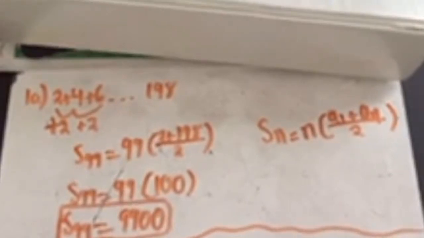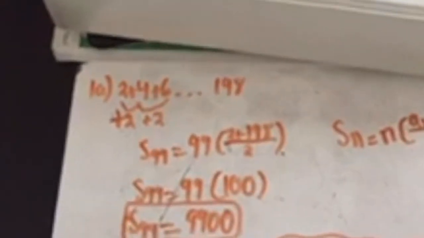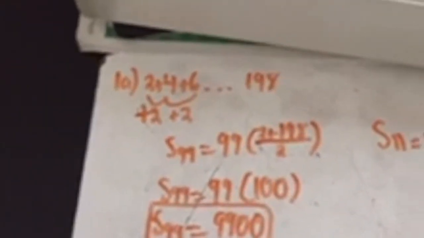Number 1A asks us to find, or use a sum formula to find, the sum of all the positive even integers that are less than 200. So that's going all the way up to 198, and we're starting at 2. So 2, 4, 6, all the way through 198.